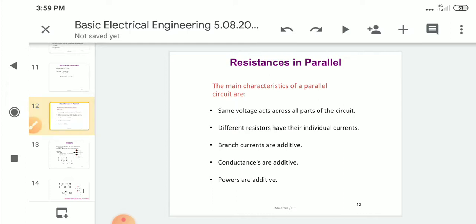Just observe from the above discussion, if the resistances are in parallel, the main characteristics of parallel circuits are: the same voltage across all the parts of the circuit. Different resistors have their individual currents. Branch currents are additive. Conductances are additive. Powers are additive. These are the points we have to observe in our parallel circuits.